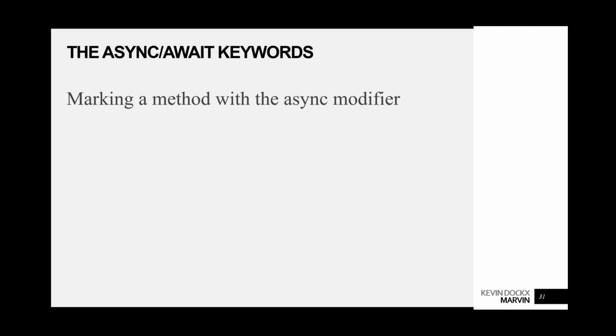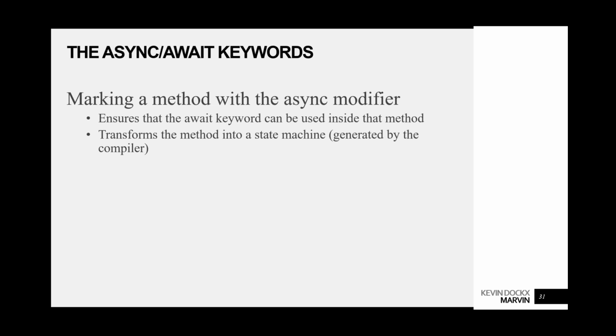When you mark a method with an async modifier, that does just two things, actually. It ensures that the await keyword can be used inside that method. That's one. So if you don't mark it with an async modifier, you cannot await any code inside of that method. And the second thing that it does is it transforms the method into a state machine. Now, we will come back to this and why this is important.